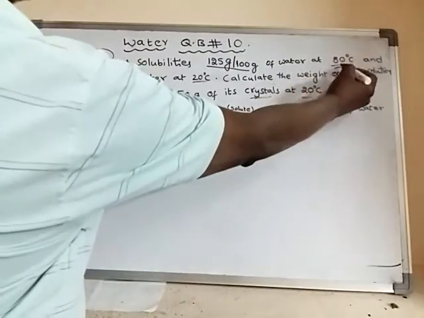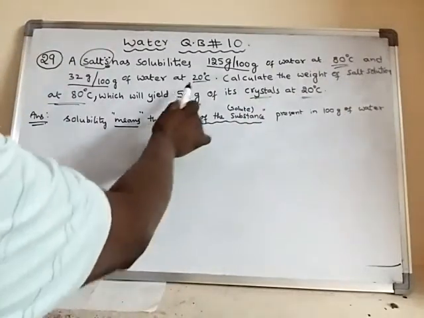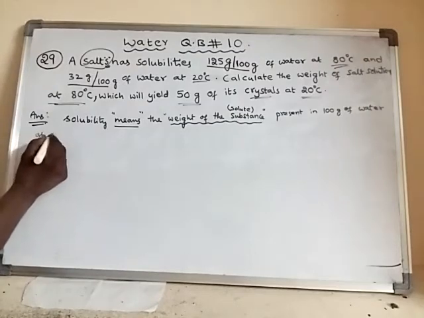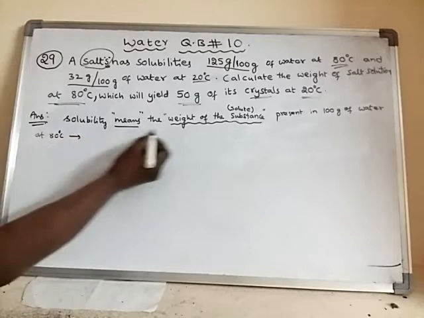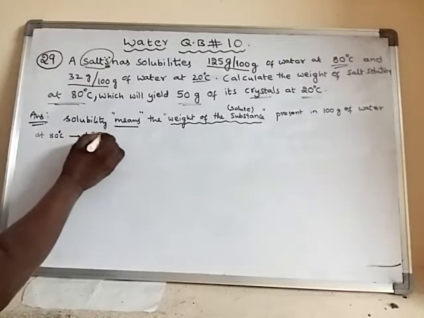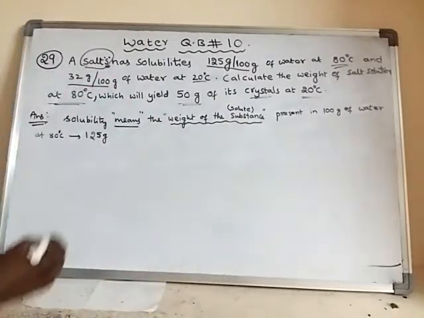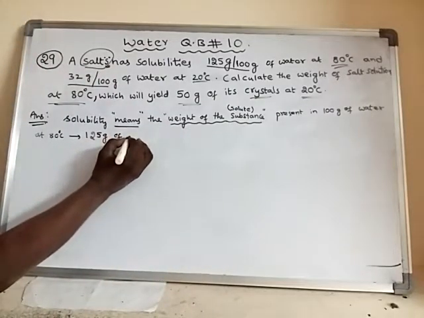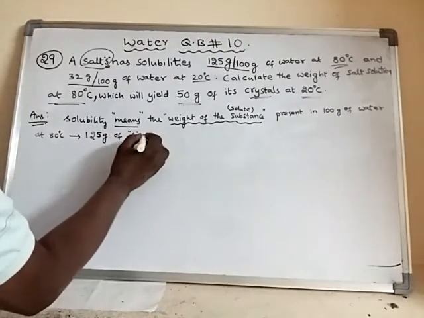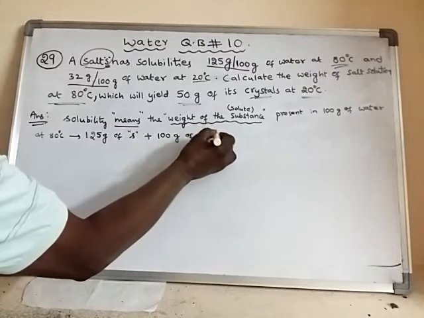So here, the solubility of a salt at 80 degrees centigrade and its solubility at 20 degrees centigrade are given. That means at 80 degrees centigrade, the weight of the substance is 125 grams. 125 grams of salt S is present in 100 grams of water.